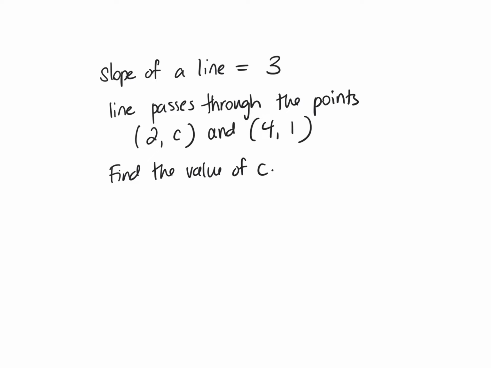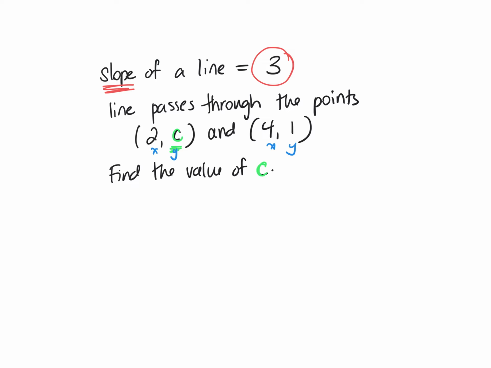Okay, so in this question, you're given some information. You're told that the slope of a line is 3, and you're also told that the line passes through the point (2, C). We don't know the y value of this coordinate, our x, y, and it passes through (4, 1). This is our other x, y. We're asked to find the value of C.